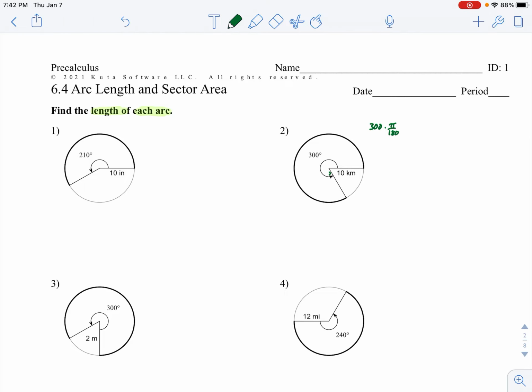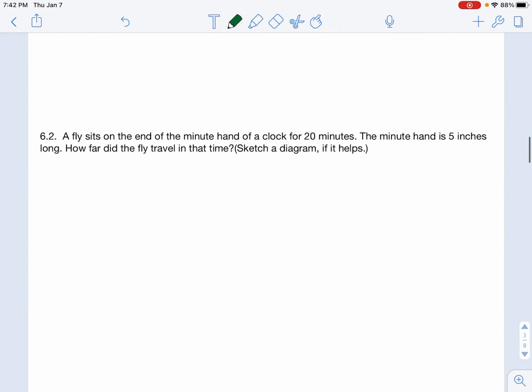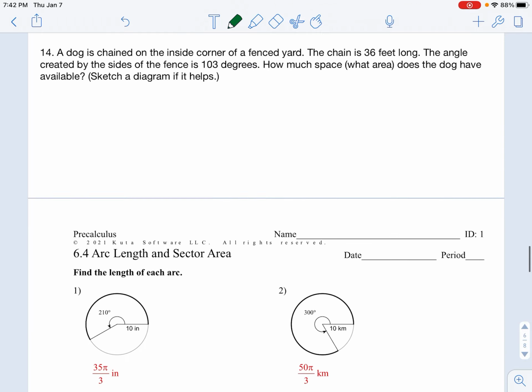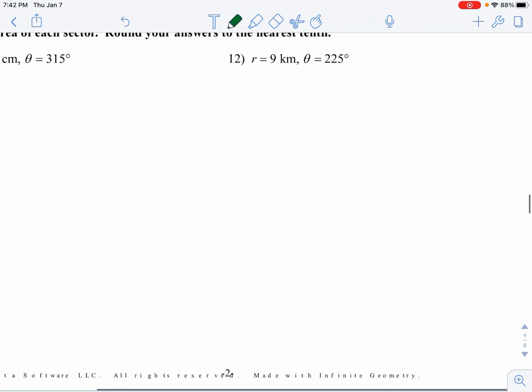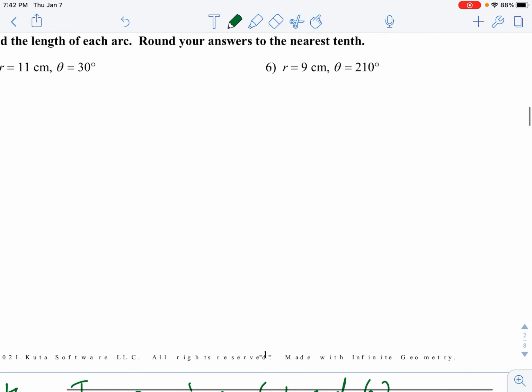And you know what? I got to cheat for just a second. I think these answers are left in terms of pi. I don't think we're going to use 3.14. Yeah, see, all the answers have pi in them. So keep that in mind for right now.